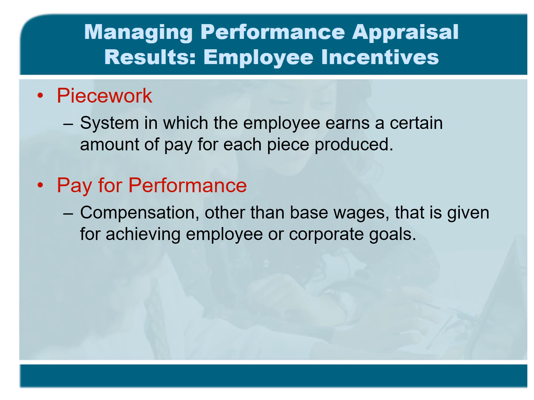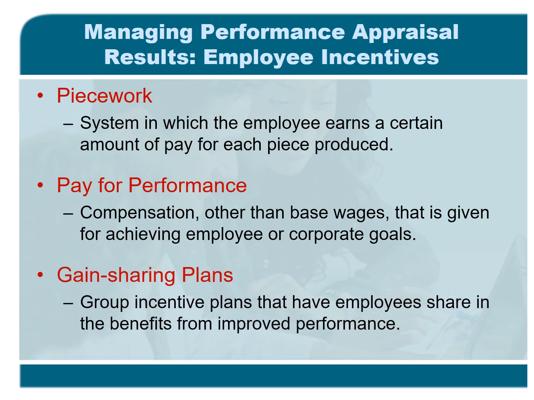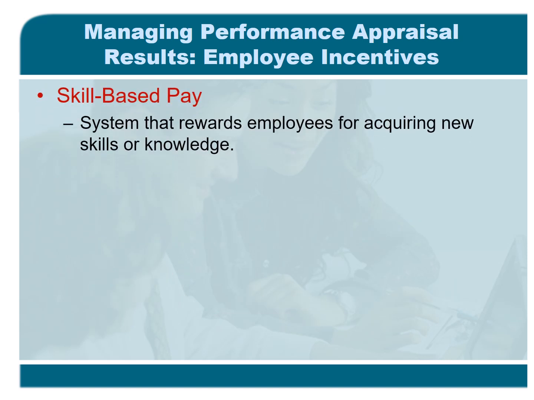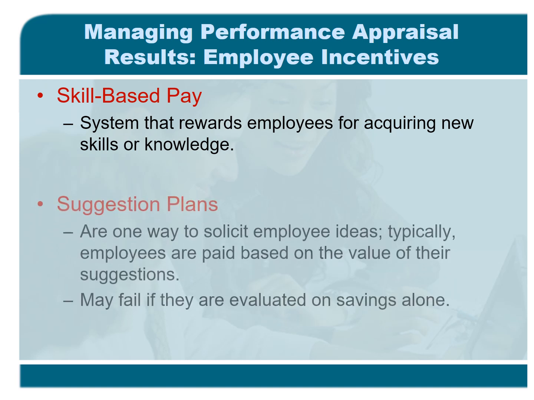Pay for performance. Compensation other than base wages that is given for achieving employee or corporate goals. How about gain sharing plans? It's a group incentive plan that has employees share in the benefits from the improved performance or the improved productivity gain. Skill-based pay is a system that rewards employees for acquiring new skills and new knowledge.